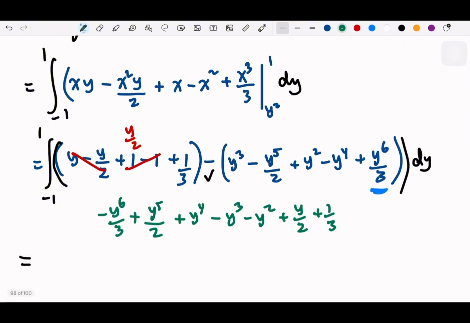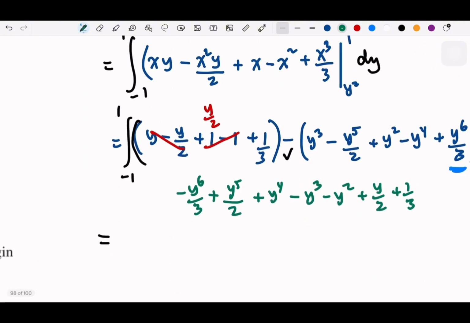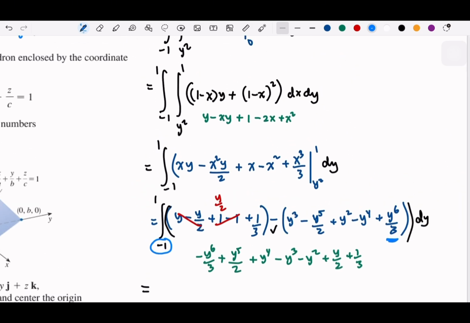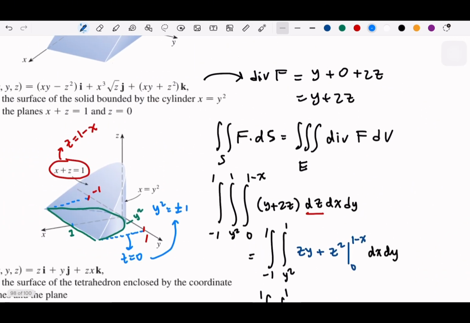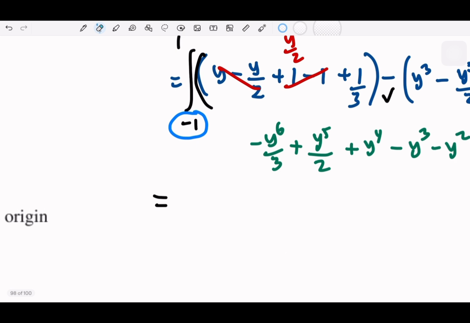And then again, I am really lazy because of this negative 1. In my personal experience, when we integrate from negative 1 to 1, sometimes we make some mistakes in the process. So I would like to make it from 0 to 1, because it's symmetric, to avoid mistakes, and the other part will be the same. So 0 to 1, and then times 2.